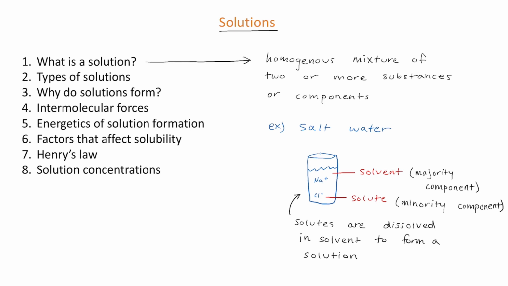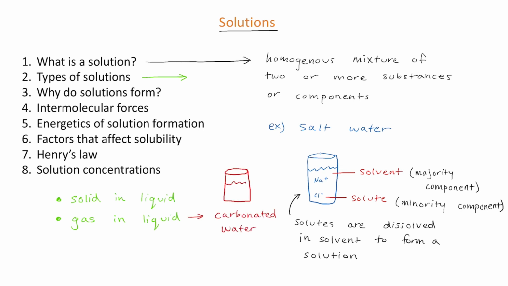And so now that we have an understanding of what a solution is, let's take a look at a few different types of solutions. The saltwater example that we just looked at is an example of a solution where we dissolved a solid in a liquid. But we can also make a solution by dissolving a gas in a liquid. A great example of this is carbonated water. This is where you take carbon dioxide gas and dissolve it in water. The carbon dioxide gas is the solute and the water is the solvent.